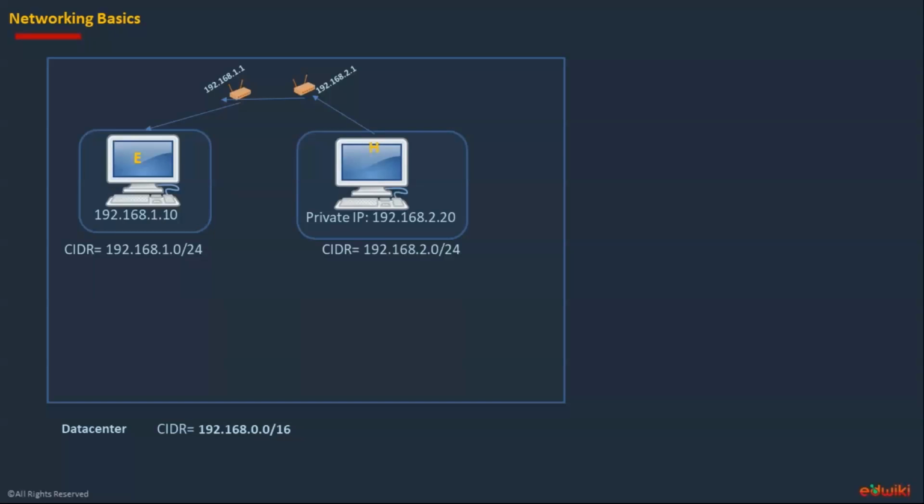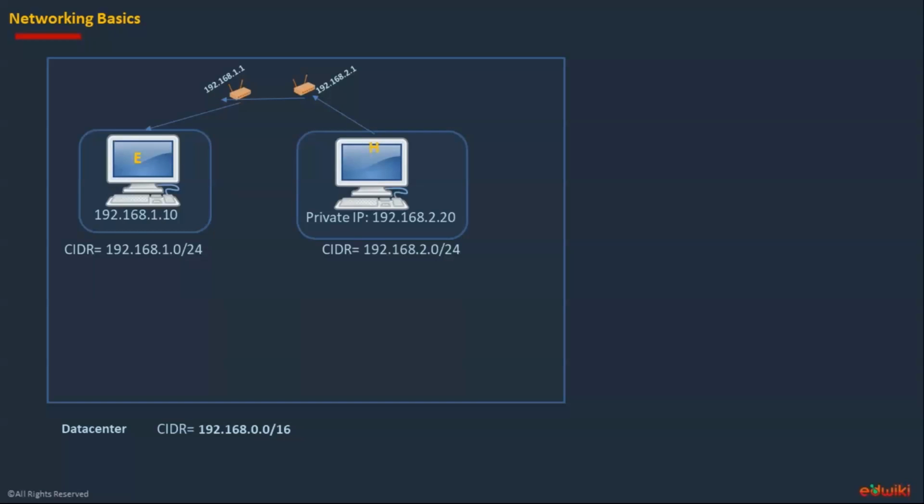Good. If you look at this slowly, one gateway has an IP address called 192.168.2.1, which is in the range of the H machine network. Another gateway is 192.168.1.1, which is in the range of the E machine network, correct?